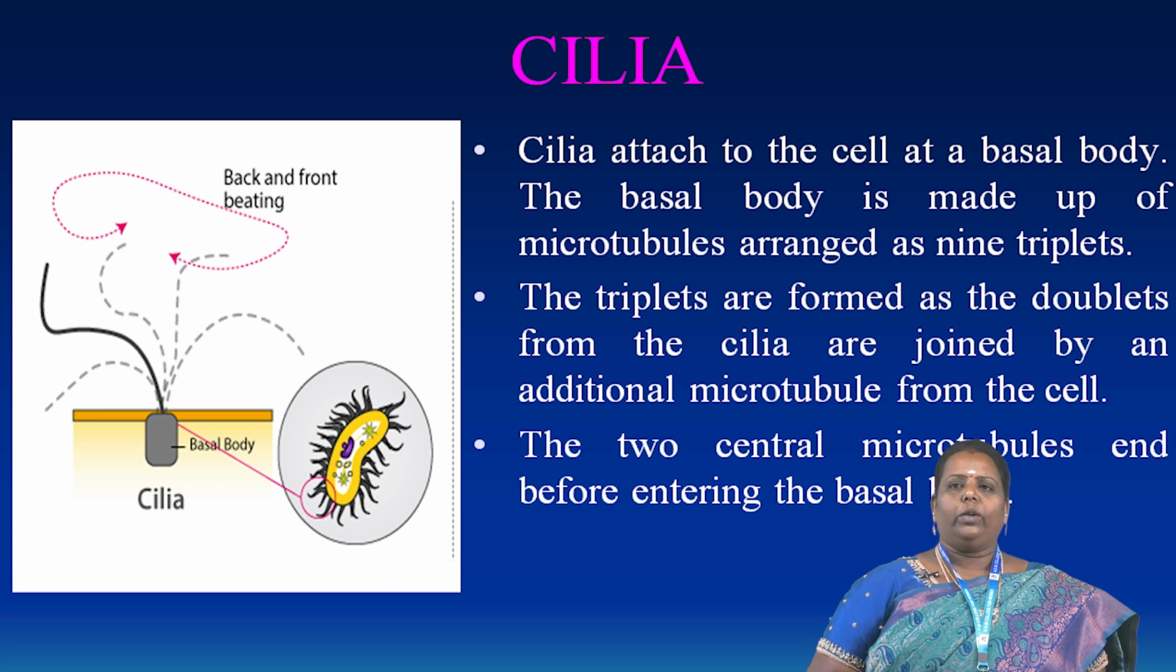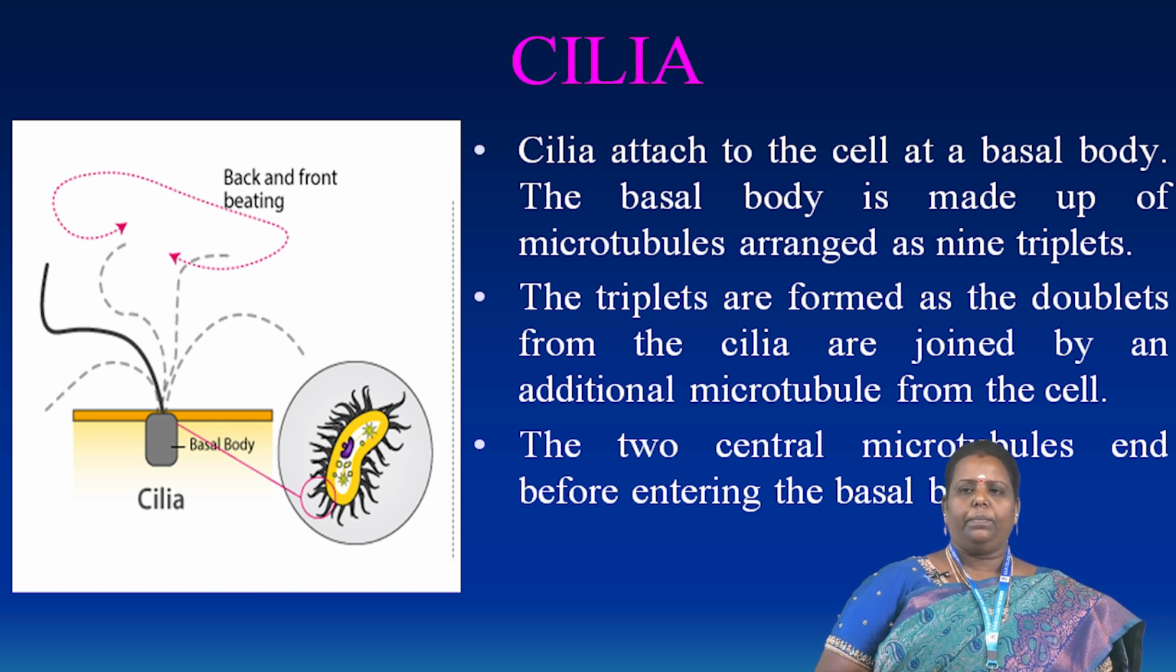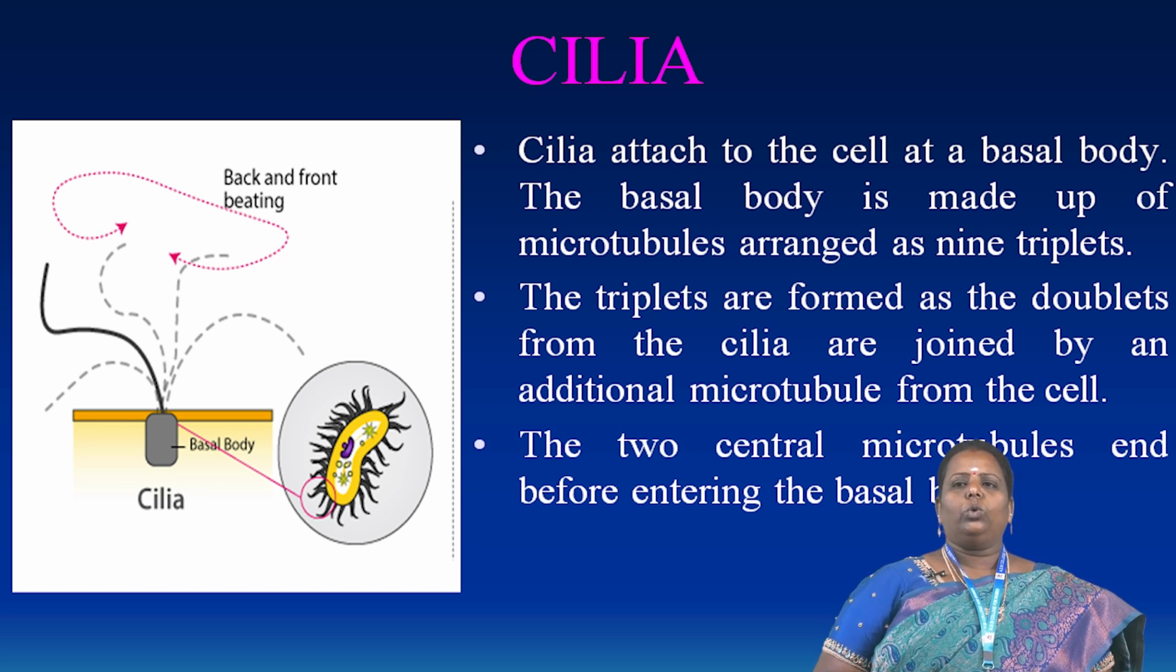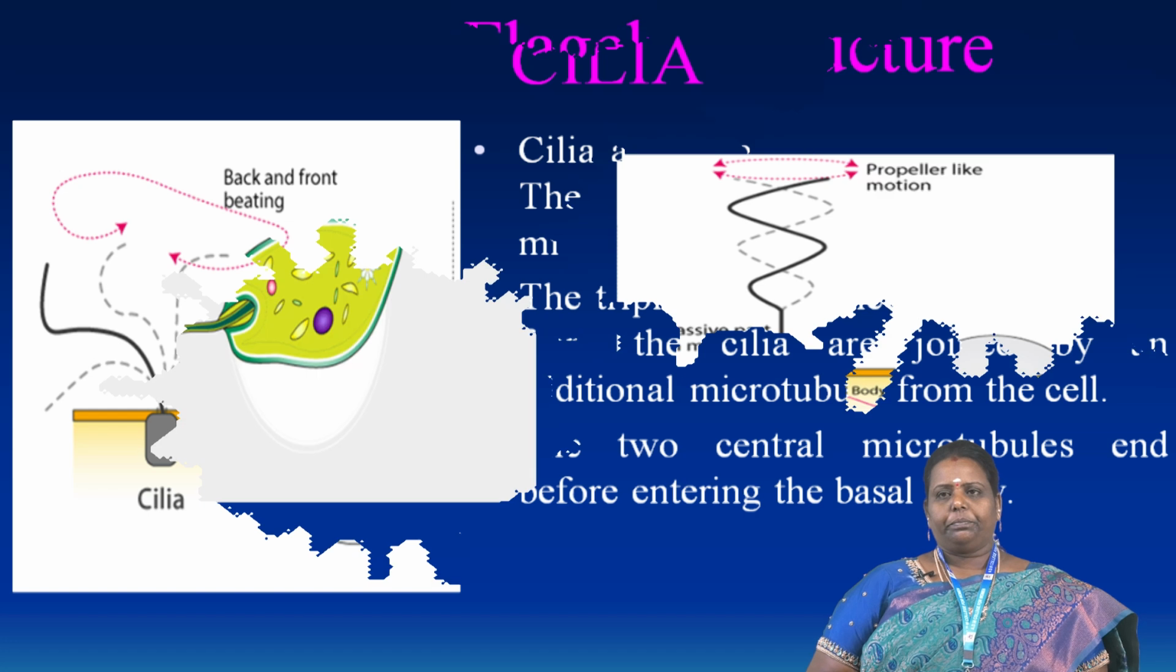It is made up of microtubules arranged in 9 triplets. The triplets form the doublets of the cilia, and they are joined by an additional microtubule of the cell. Normally, the 2 central microtubules end before entering the basal body.